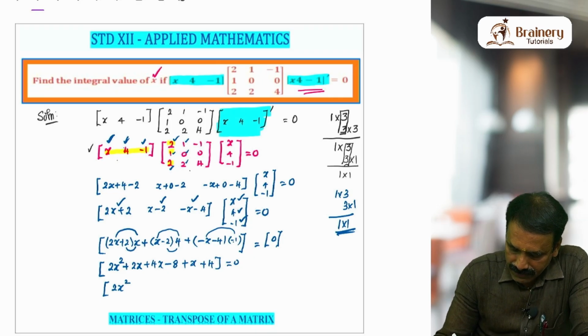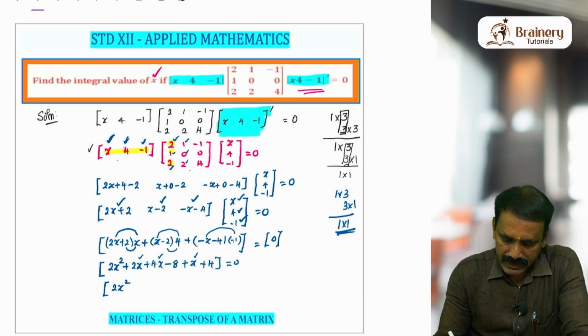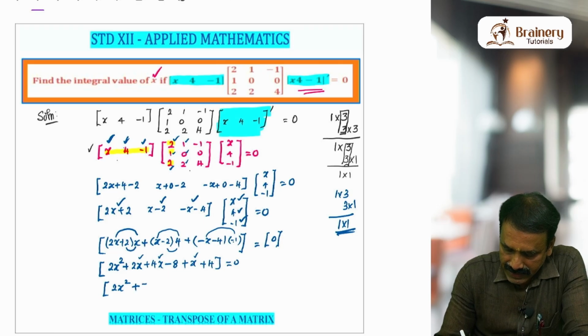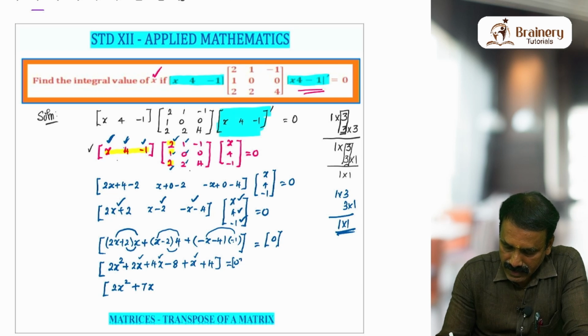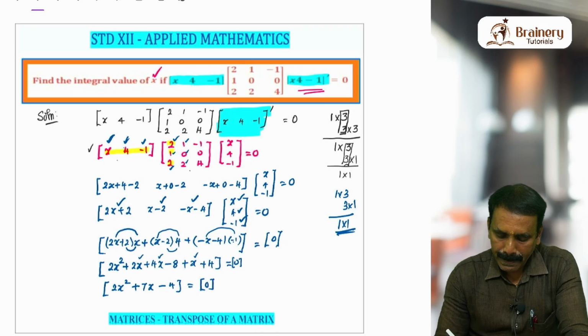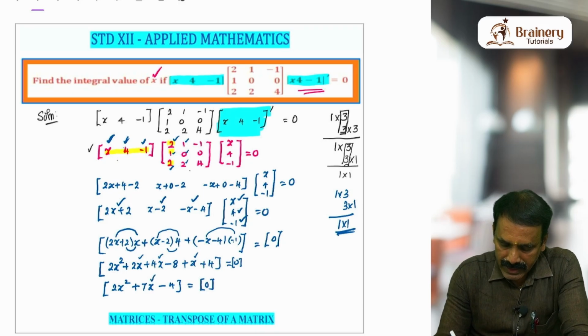X term, we are going to have 3 terms, 2x, 4x and x. All of them are going to have plus symbol. So we add 2x plus 4x is 6x, 6x plus x is 7x. Finally, minus 8 plus 4 constant. Minus 8 plus 4 is going to be minus 4, which is equal to 0. So these two matrices are equal matrices. So corresponding elements will be equal. So we equate the elements now.